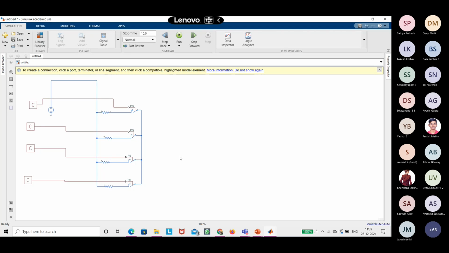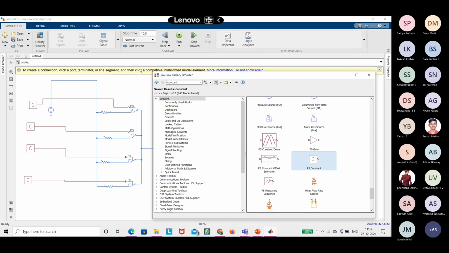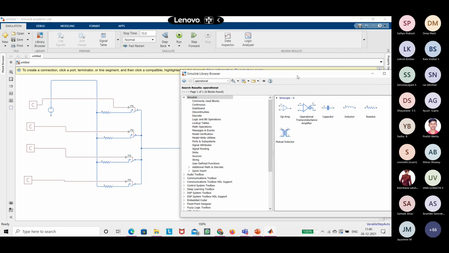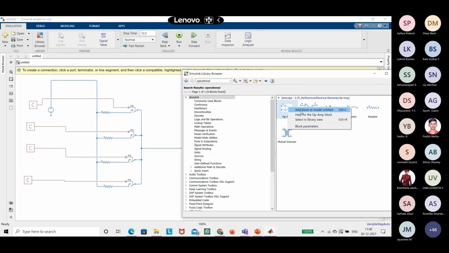Okay, this as well for this part. Search for operational. Just type out operational and you will get the first option as op-amp. So add it to your model as well.